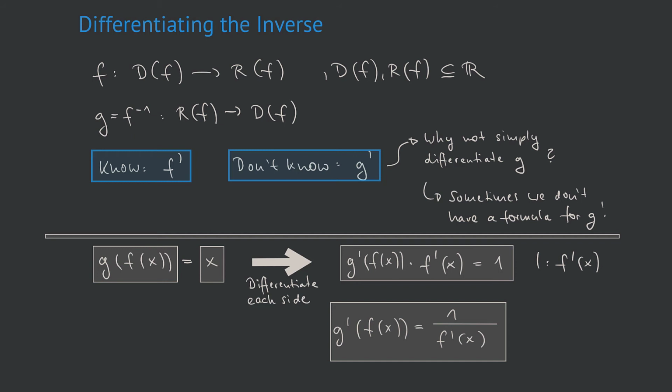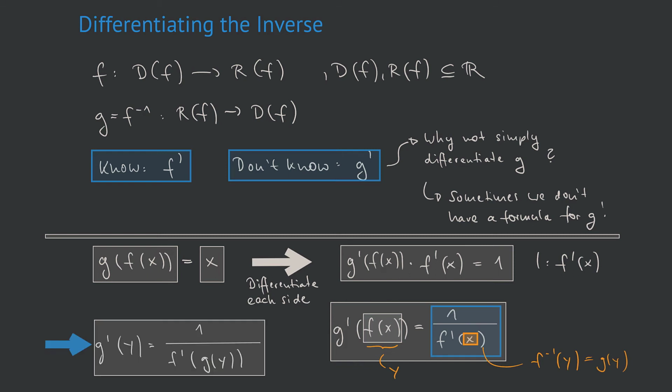And this is a valuable formula, because it helps us to calculate the derivative of g at the point f of x, which is 1 over f prime of x. And if you prefer that we calculate g prime not at f of x, but rather directly at, say, y, we simply replace f of x by y, and consequently replace x by f to the power of -1 of y, which of course equals g of y. So if we put all together, we get this formula. Now let's see how we can understand that formula graphically.